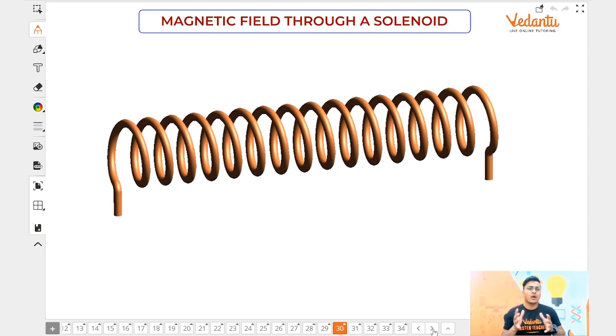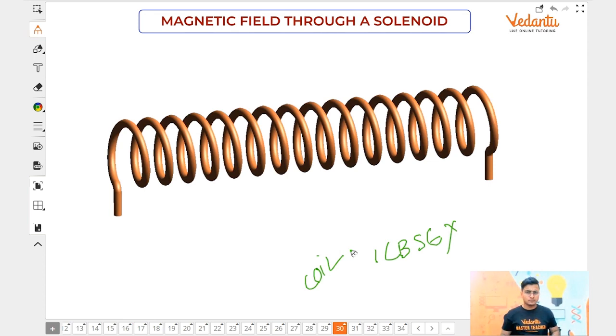Now many students have a doubt: sir, what is a solenoid? Now the definition which comes for 1 mark in CBSE 10th, one clear simple mark for what defines a solenoid. If I need to explain what is a solenoid, I will say it's a coil.